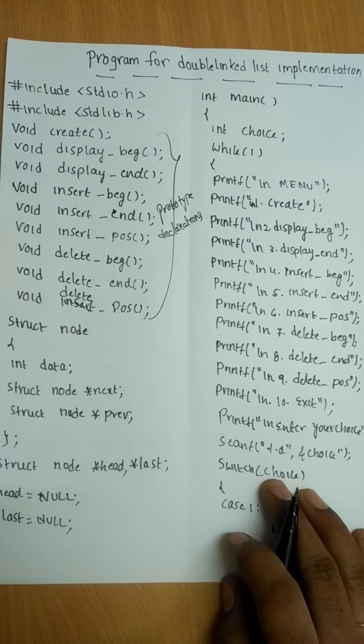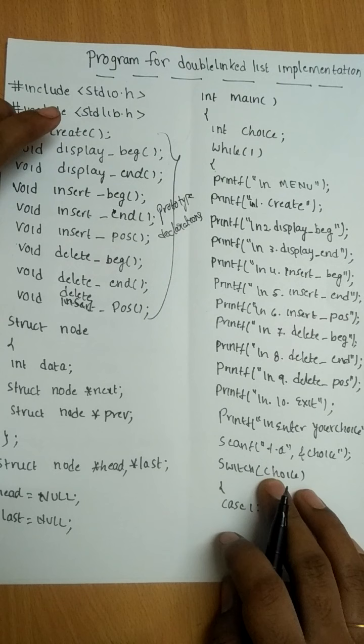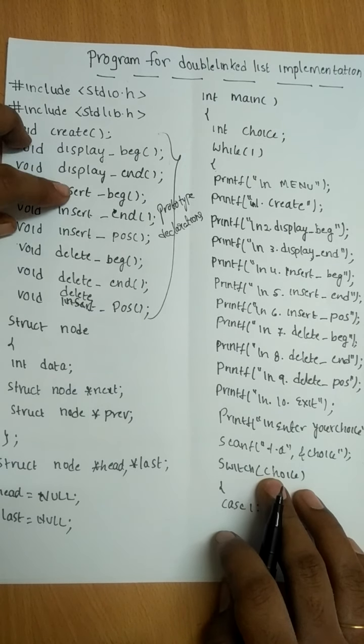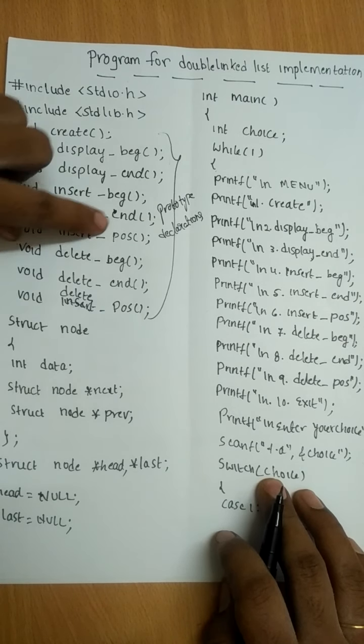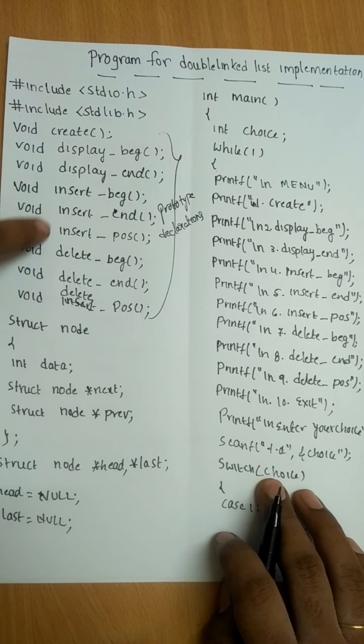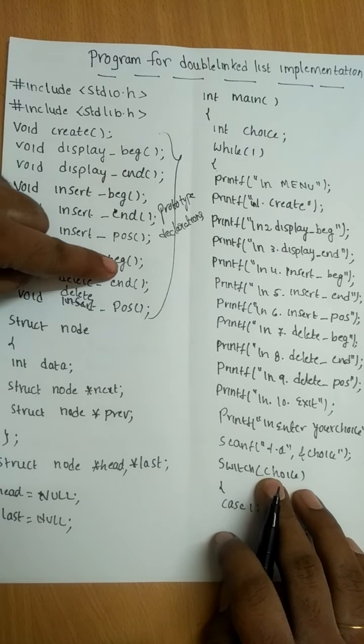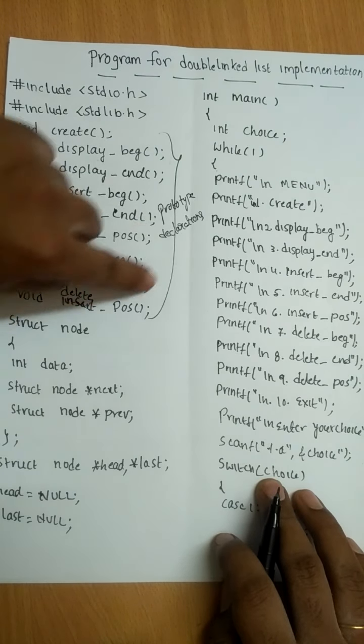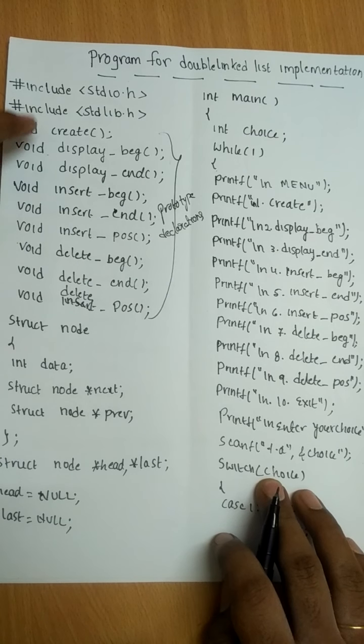How many functions am I using? For creating one, and for displaying, display from the beginning and display from the end. Similarly, insertion also has three possibilities: insertion at beginning, insertion at end, and insertion at the required position. Deletion also has three possibilities: deletion at beginning, deletion at end, and deletion at a position. So write prototype declarations for all the functions, one function for each and every operation.